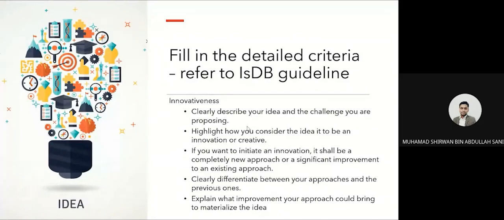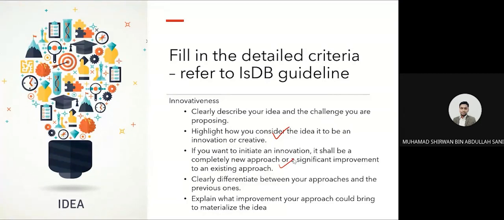Okay, address the challenge first, and then you have to highlight how you consider the idea to be an innovation or creative, meaning that perhaps someone else has been doing it previously, so you want to highlight what is the advantage of using your idea compared to the other ideas or similar ideas. Okay, and then if you want to initiate an innovation, a new thing, make sure it's completely a new approach or a significant improvement to an existing approach, meaning that you can use other ideas that already exist, but you want to enhance or improve it, make it better, make it more reachable, for example.